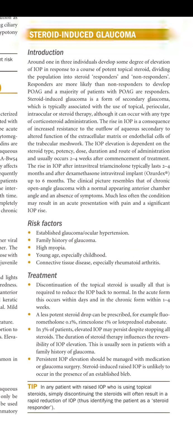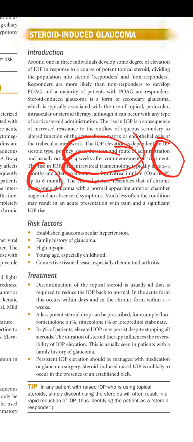The IOP elevation is dependent on the steroid type, potency, dose, duration, and route of administration, and usually occurs 2 to 4 weeks after the commencement of treatment. The rise in IOP after intravitreal triamcinolone typically lasts 2 to 4 months, and after dexamethasone intravitreal implant, Ozurdex, up to 6 months. So basically, it can occur with intravitreal triamcinolone, and that usually lasts for 2 to 4 months. Or it can occur after the dexamethasone intravitreal implant, which is up to 6 months.